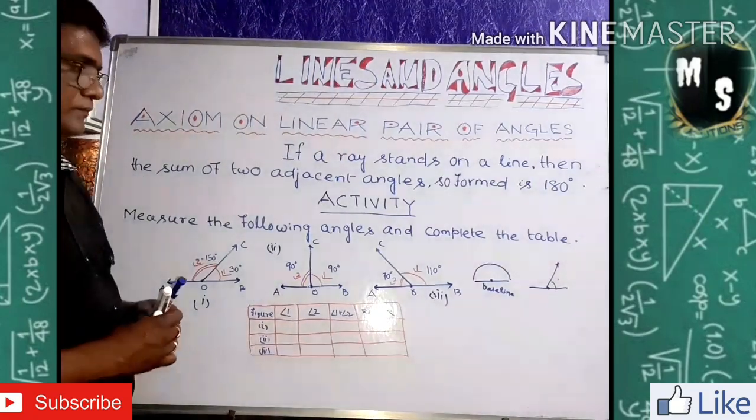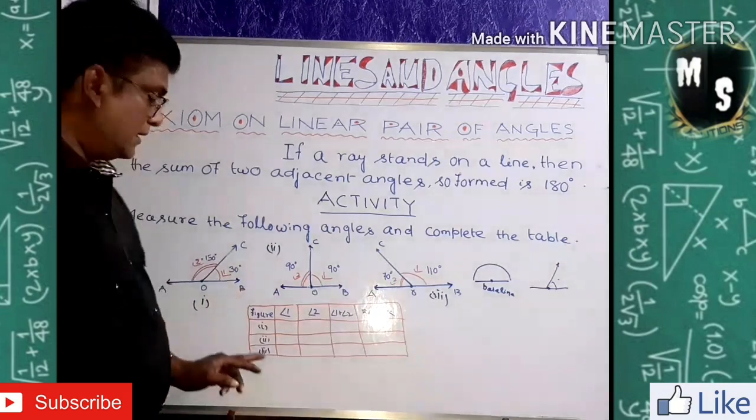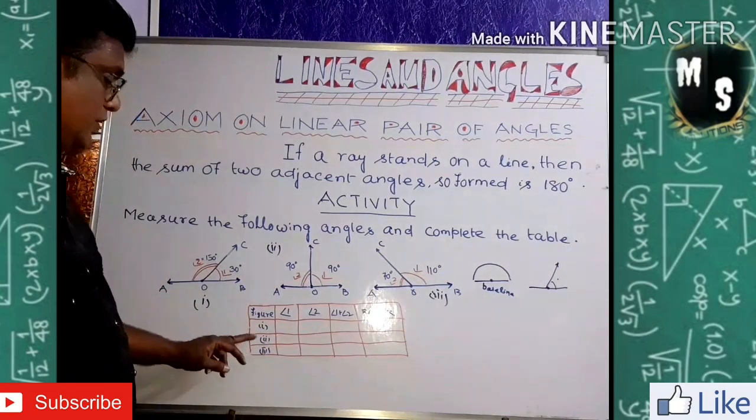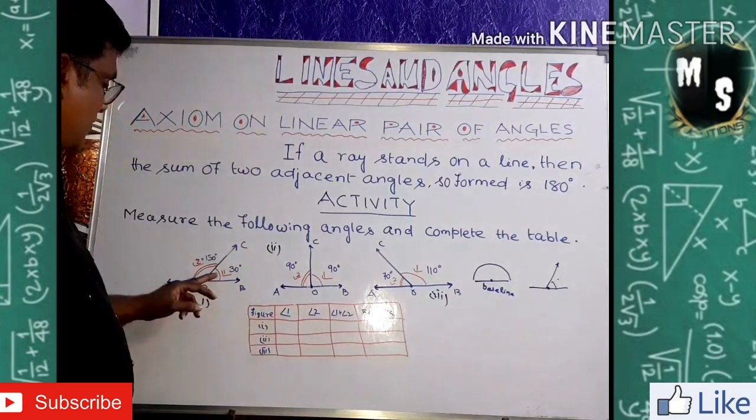So like that, after the measurement, when you go to the table, there are figure number 1, figure number 2 and figure number 3. So in figure number 1, you have to write angle number 1.